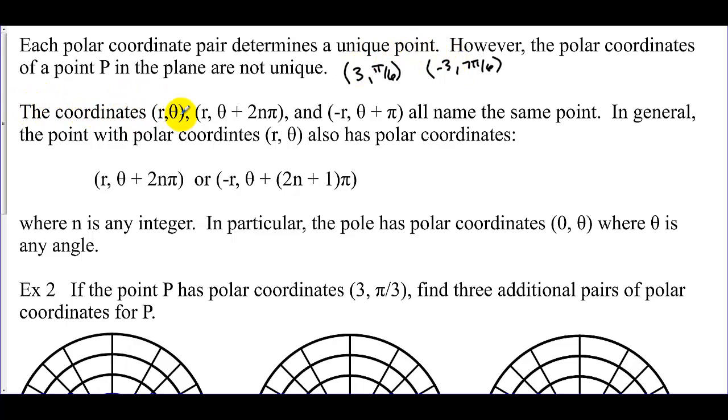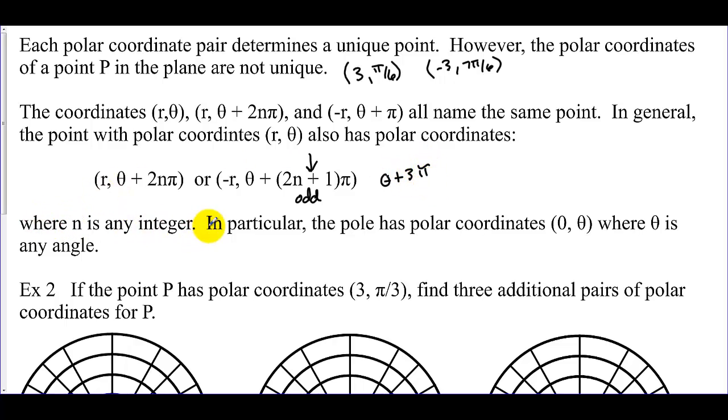The coordinates (r, theta plus 2 pi n), in other words, all the way around the circle, and (negative r, theta plus pi) all name the same point. In general, the point with polar coordinates (r, theta) also has polar coordinates (r, theta plus 2 pi n), or (negative r, theta plus (2n plus 1) pi). Now what this does is it creates an odd number. So in other words, theta plus 3 pi.